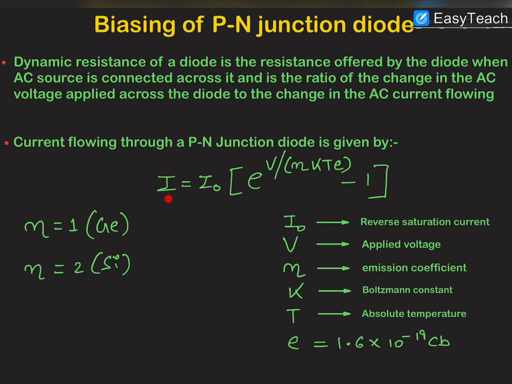So I will be discussing this equation in the second part, in the reverse biasing, in detail, and let us wait for that video. And this was the complete forward biasing, which is associated with the PN junction diode.